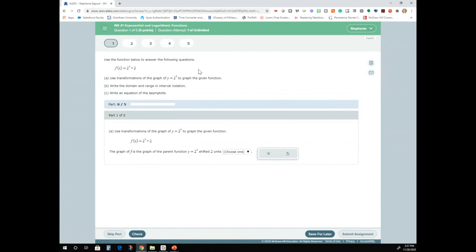Okay, so here's transformations, domain and range, asymptote. Use transformations of the graph of y equals 2 to the x to graph the given function. So we have 2 to the x plus 2. This plus 2 is shifting us 2 units up. So upward.